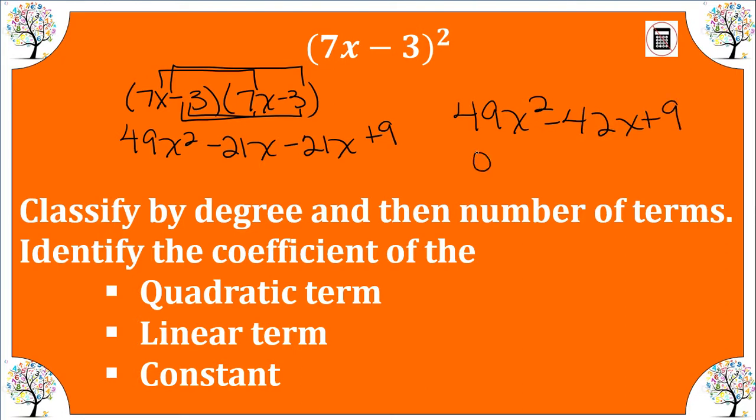We have a quadratic because of our exponent of 2, trinomial because we have 3 terms. The coefficient of our quadratic term is 49. The coefficient of our linear term is negative 42, and our constant is 9.